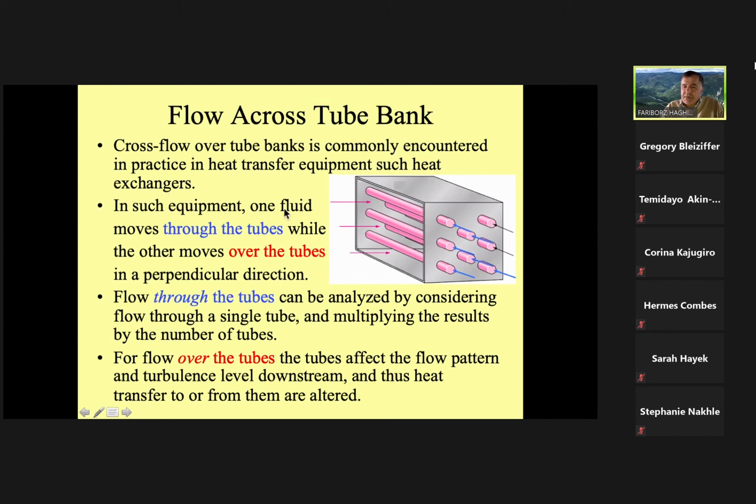In such equipment, one fluid moves through the pipe, inside the pipe. This could be water, it could be any fluid, and another one is over the pipe. Therefore, we are dealing with 2 types of fluid, one inside and one outside. Flow through the tube can be analyzed as simple flow, and we know the solution already. In fluid mechanics you can calculate the pressure drop and everything. But for over the tube, the velocity pattern will change. The fluid velocity outside changes from one tube to the second tube and third tube and so on. Therefore, we are trying to come up with a technique to calculate, again, the heat transfer coefficient.